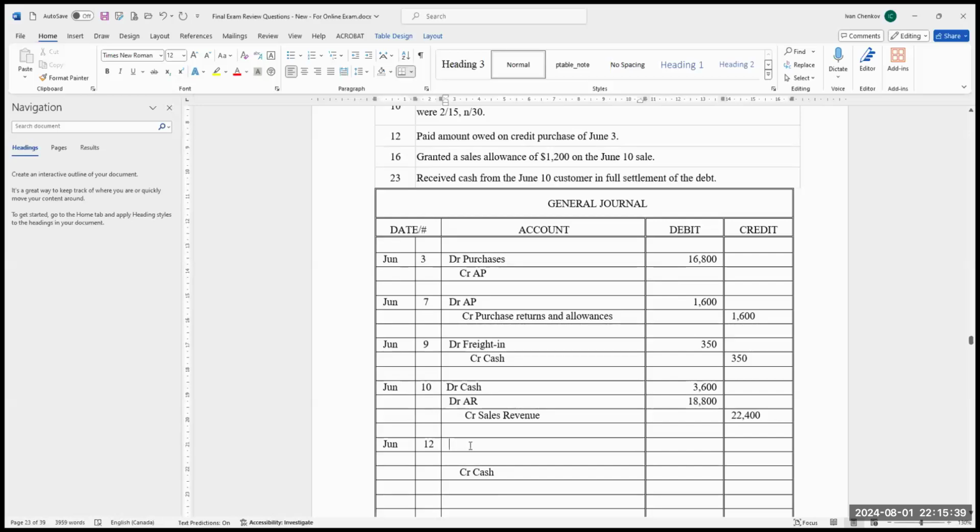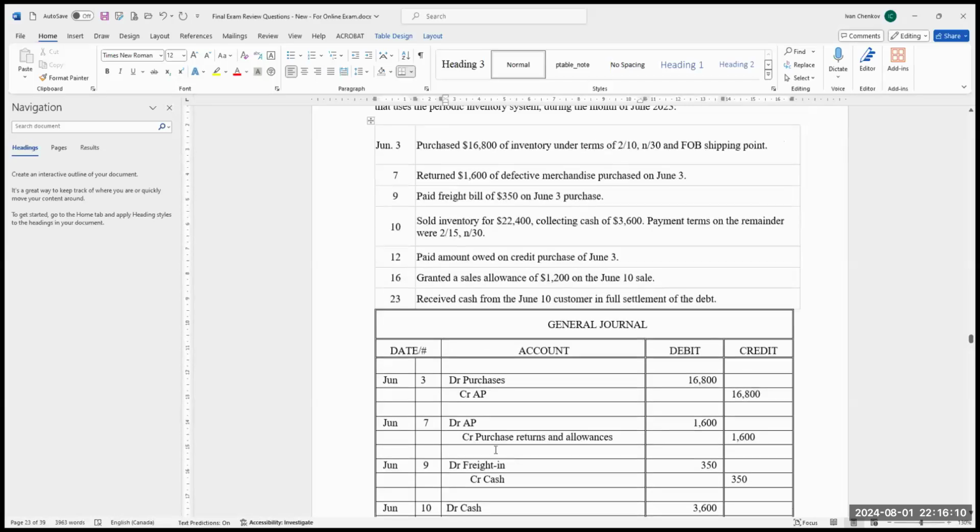First, we have to close our accounts payable. Debit accounts payable. How much is the accounts payable at this point? Well, first we owe 16,800 for the initial purchase. Then we reduced the accounts payable by 1,600. So technically, outstanding accounts payable at this point is only 15,600. We're closing it.